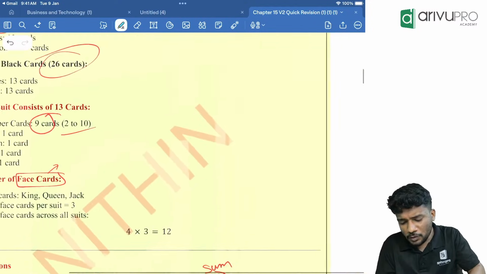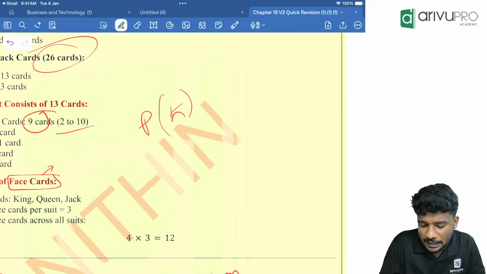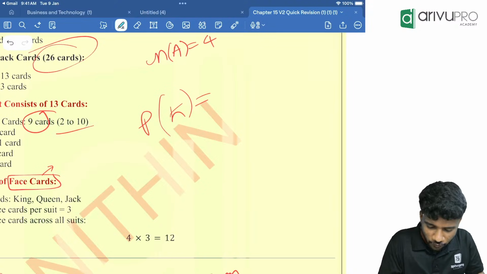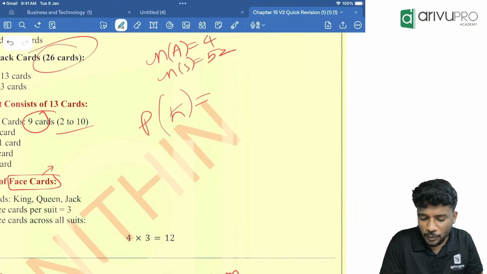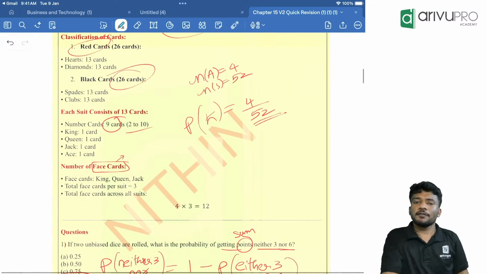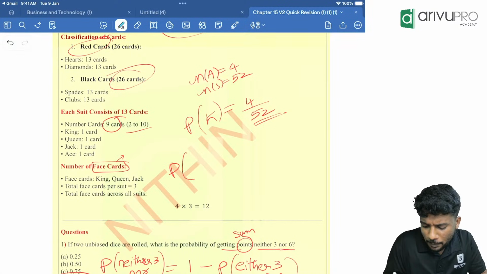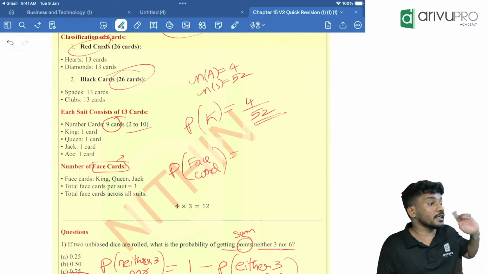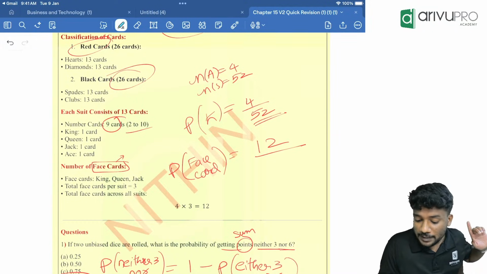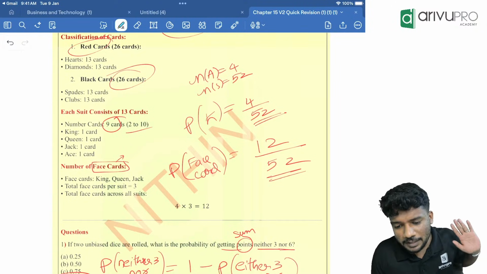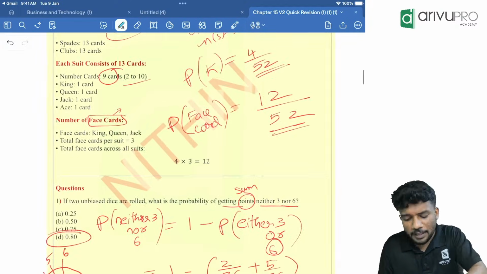My first question: what is the probability of getting a king? N of A is how much? N of A is equal to 4. N of S is equal to how much? 52. Answer will be 4 by 52. Now, probability of getting a face card when a card is drawn one time. How many face cards are there in total? 12 divided by 52. Rest of it you can just use the calculator.